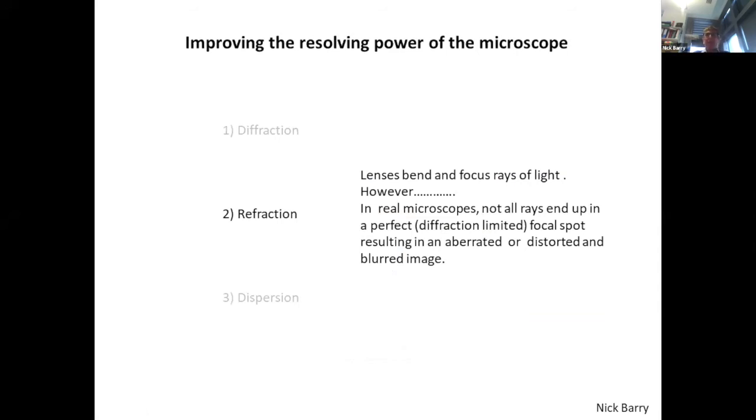The other thing is refraction, how lenses bend rays of light. So in reality, because lenses have spherical surfaces, not all the rays end up in this perfect diffraction limited focal spot. So there is some residual aberration, and modern optical engineering has really got rid of a lot of those. But we as users actually do introduce aberrations ourselves, which can distort the performance of the microscope. So I'll just go into that a bit more.